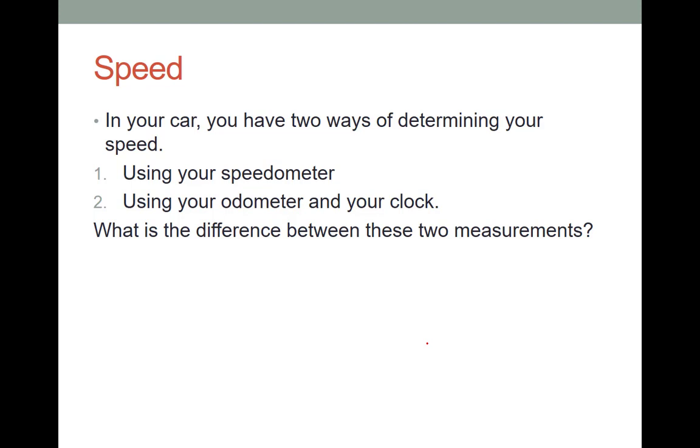In your car, you have two ways of determining your speed. One way is you can use your speedometer. This tells you how fast you're going right now. The other way is you can use your odometer. Remember, the odometer is the dial that tells you how far you've traveled. And a clock. This is going to tell you how fast you went over the trip.